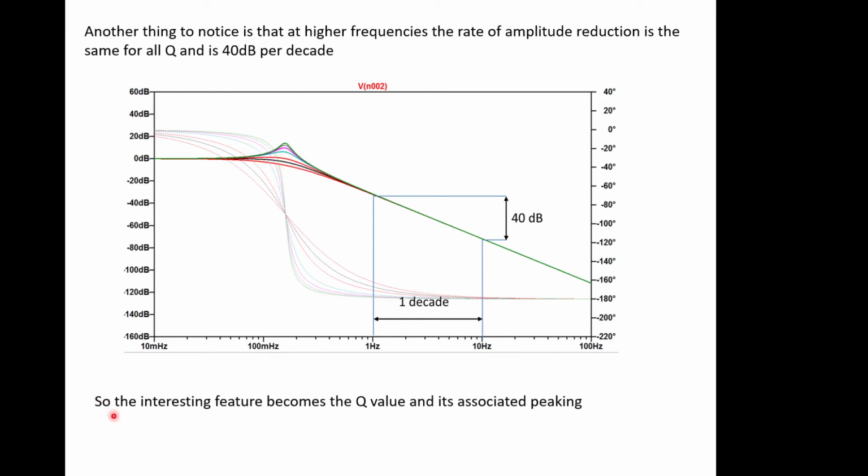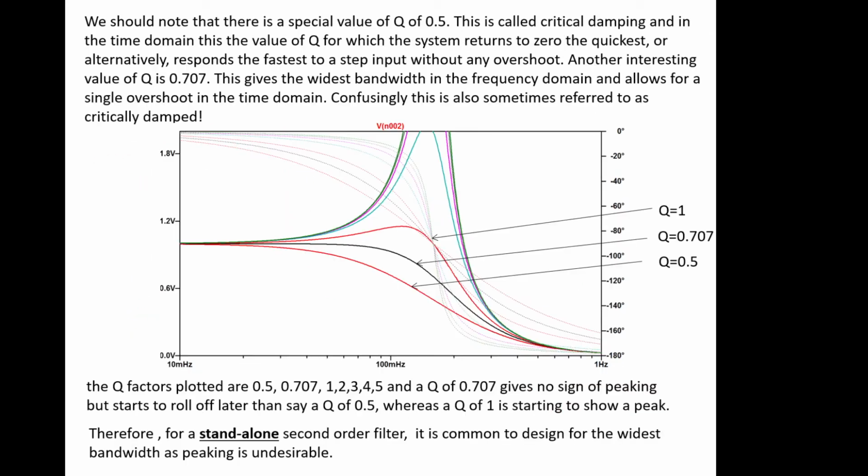So, as it says at the bottom, the interesting feature of this becomes the Q factor, or the Q value, and its associated peaking. And peaking just means how pointy this is. So we should note there's a special value of Q of 0.5. This is called critical damping, and in the time domain, which we'll look at in just a minute, is the value of Q for which the system returns to zero the quickest.